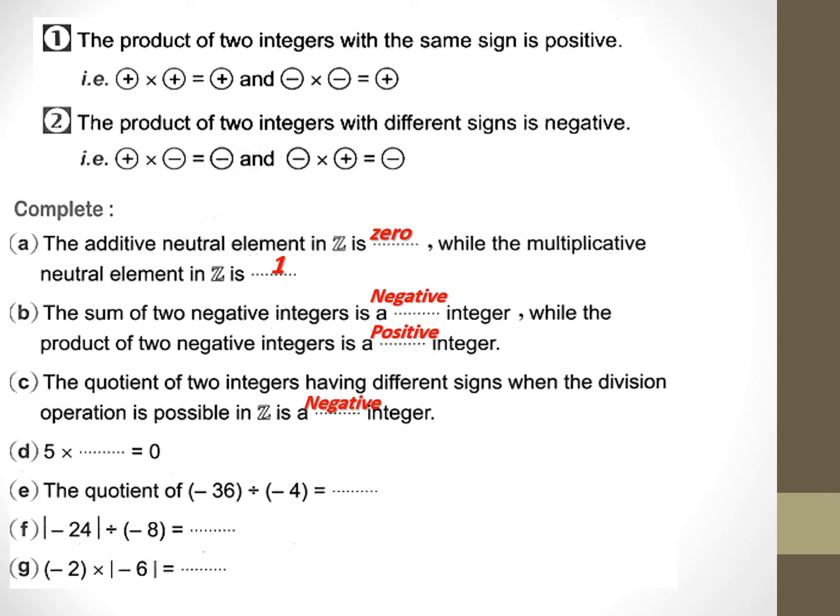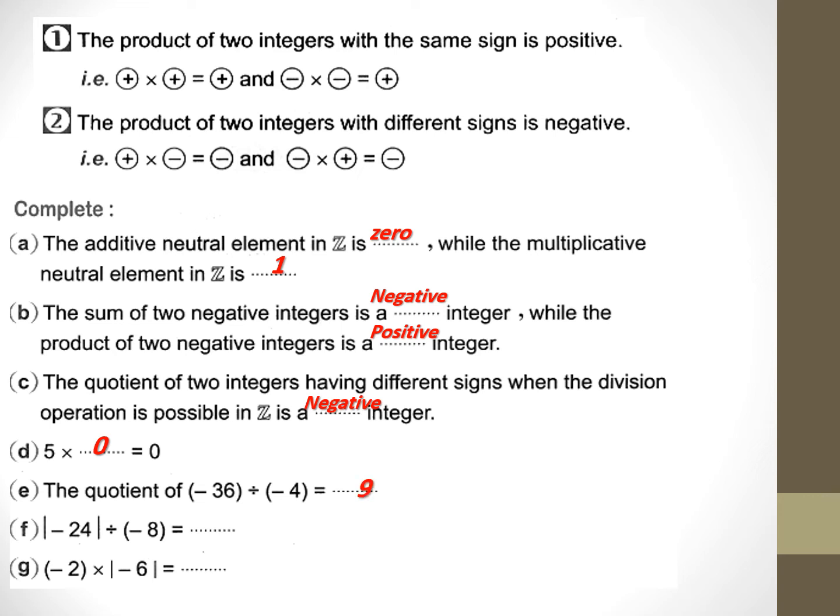Number D. 5 times what equals 0? Any number times 0 equals 0, so 5 times 0 equals 0. The quotient is the division operation. Negative 36 divided by negative 4. Negative divided by negative is positive. 36 divided by 4 equals 9.